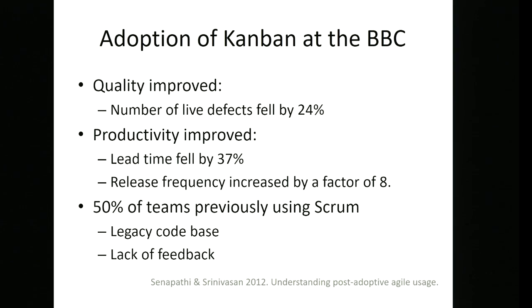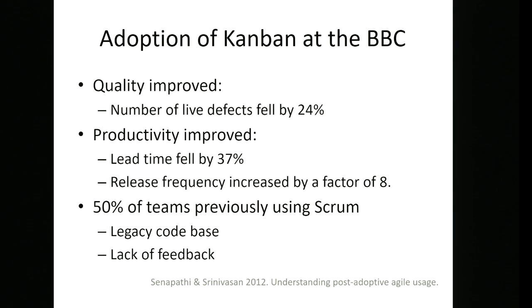The interesting thing about this, though, is that 50% of the teams in this study were using Scrum beforehand. So actually, they weren't using Waterfall, they were using an agile method, and changing that method is what led to these improvements. So why wasn't Scrum working in those environments? This is the interesting question for me. I think the researchers felt that there were a couple of reasons for this.